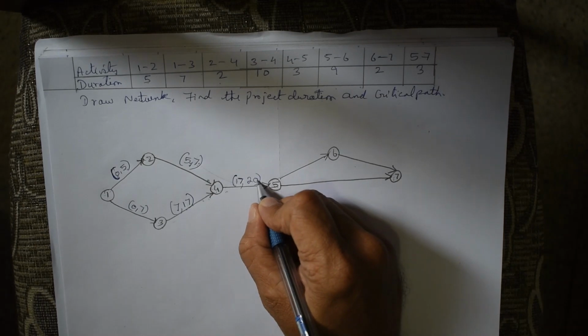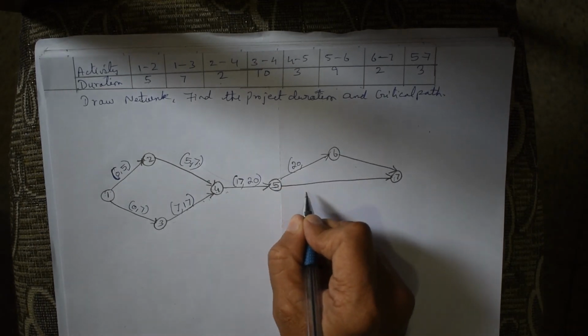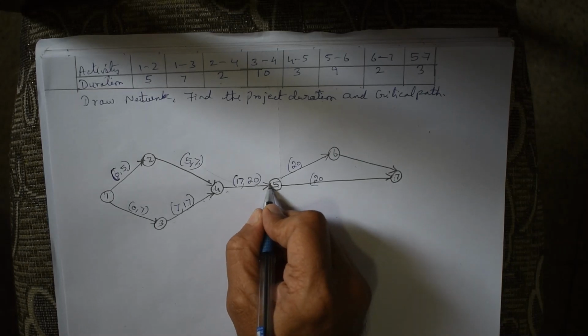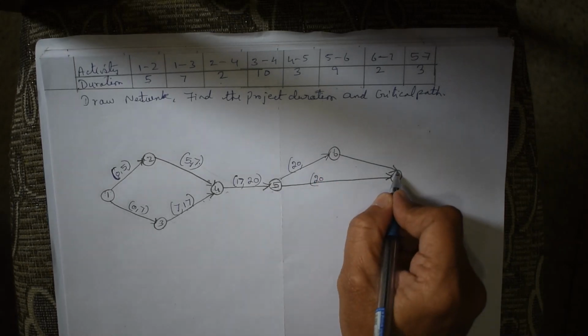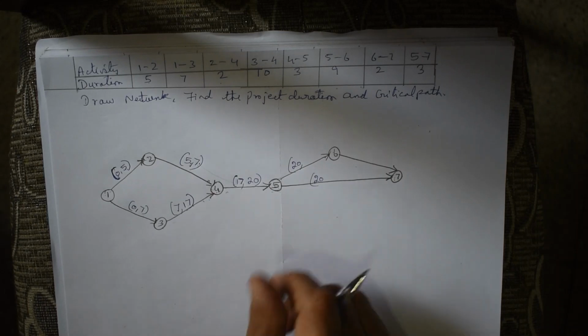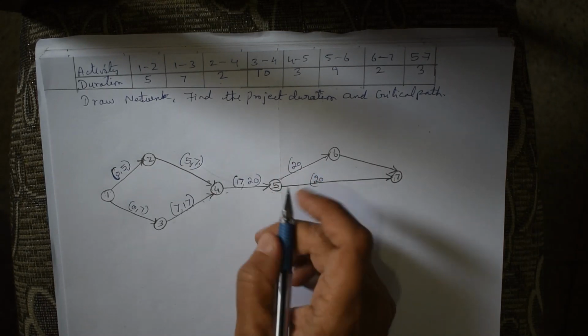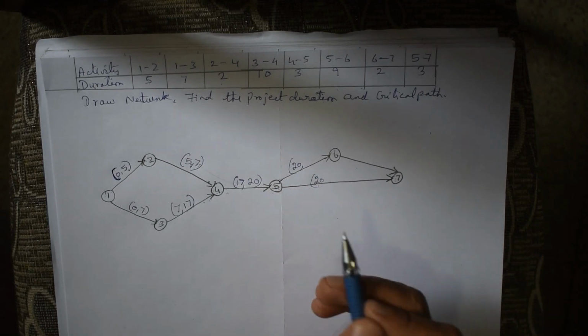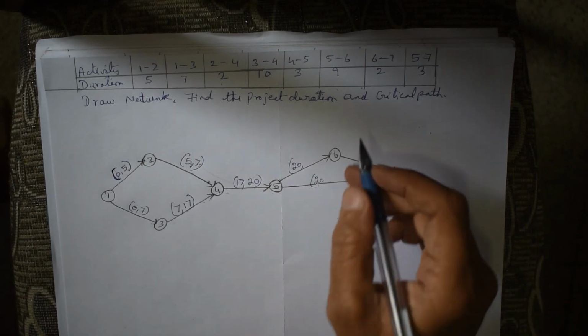For 5 to 6 I should use this timing 20, as well as for 5 to 7 I will be using the same 20, because after completing 4 to 5 I will start 5 to 6 and 5 to 7 simultaneously. I will start both the jobs simultaneously. Right? This is generally called parallel activities or simultaneous activities.